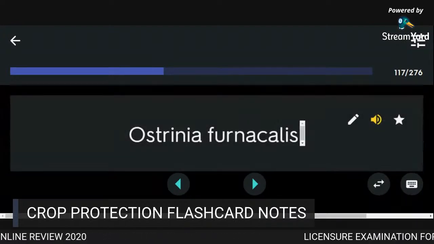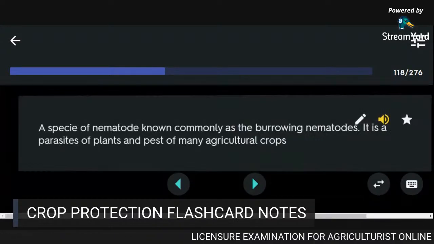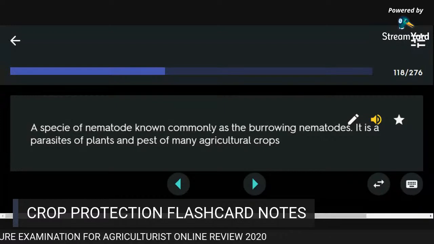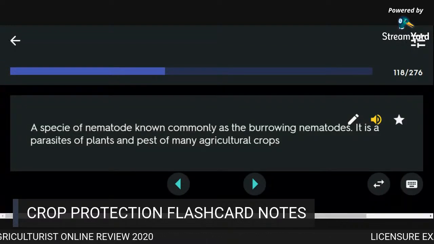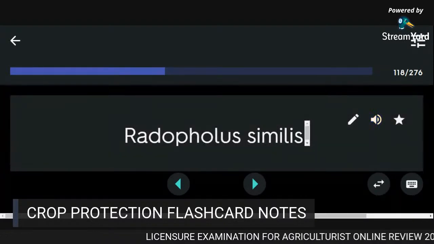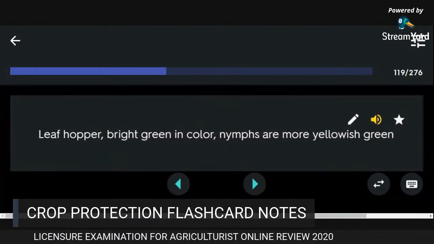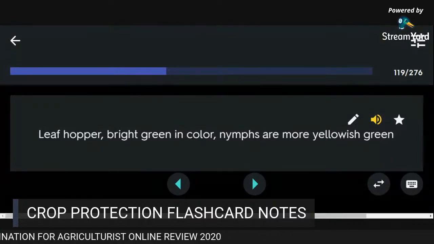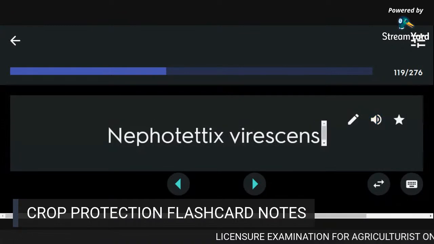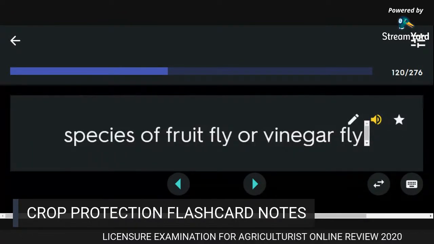A species of moth in the family Crambidae, the grass moths: Ostrinia furnacalis. A species of nematode known commonly as the burrowing nematode. It is a parasite of plants and pest of many agricultural crops: Radopholus similis. Leafhopper, bright green in color, nymphs are more yellowish green: Nephotettix virescens.